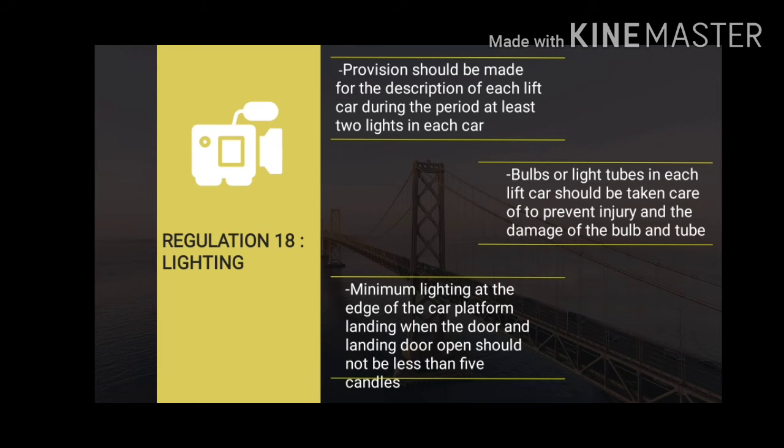Regulation 18, lighting. First, provision should be made for the illumination of each lift car, with at least 2 lights in each car. Second, care should be taken with the bulbs or light tubes in each lift car to prevent injury and damage to the bulb and tube. Third, the minimum lighting at the edge of the car platform and landing, when the car door and landing door are open, should not be less than 5 candles.